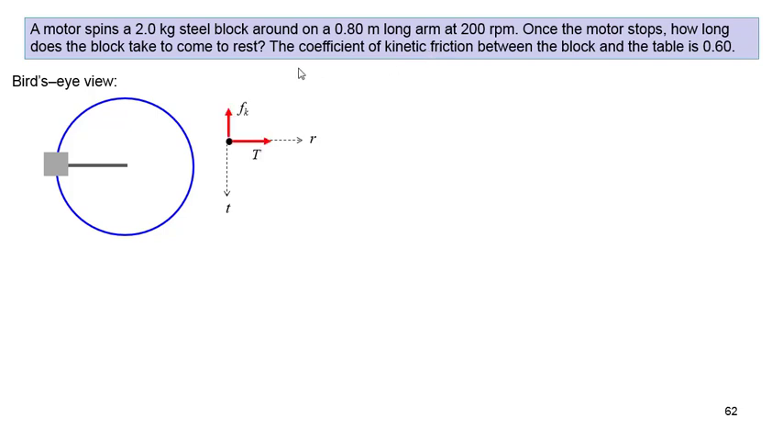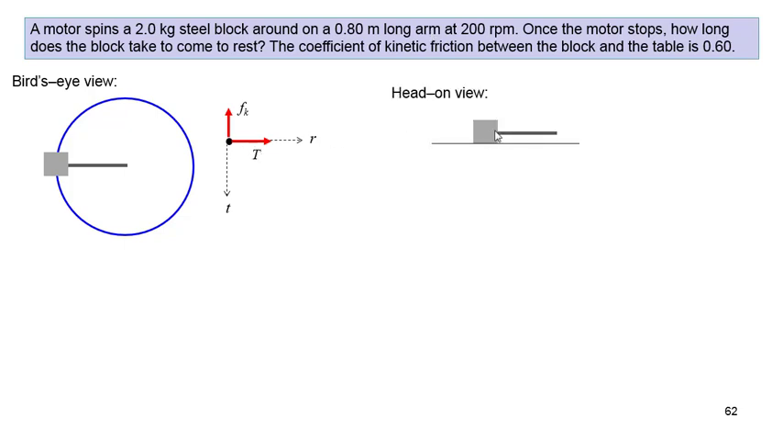Okay, so while it's slowing down, if the object is traveling in this counterclockwise direction, I'm going to have kinetic friction going in the negative tangential direction. In the positive R direction, I just have the tension in that arm, whatever that is. I don't know. In this problem, it actually doesn't even matter.